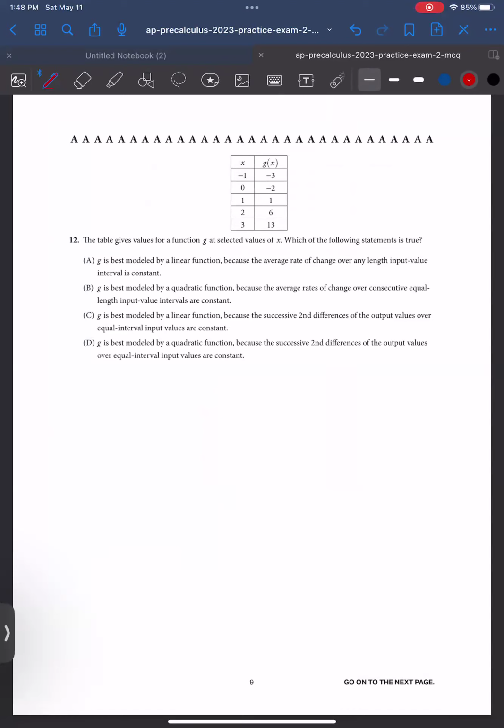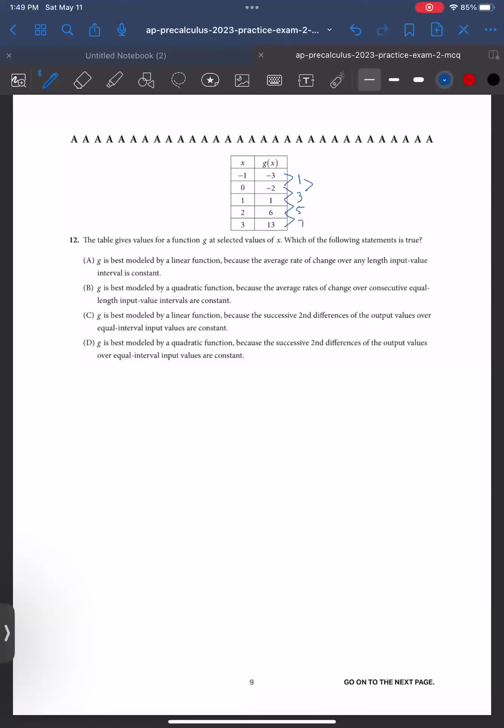So it still concerns me a little bit. All right. The table gives values for a function g at selected values of x. Which of the following statements is true? Notice they're telling me linear or quadratic, meaning I'm going to do the little subtraction thing, successive differences. From -3 to -2, 1. From -2 to 1, 3. From 1 to 6, 5. From 6 to 10, 7, I think.